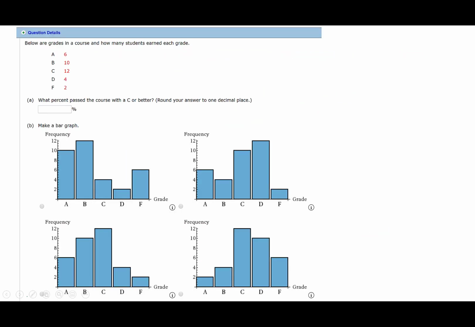This question is giving data and then asking us to match it to the correct bar graph. It says below are grades in a course and how many students earned each grade. The first question, what percent passed the course with a C or better, means a grade of an A, B, or C. The first thing I want you to do is come up with the total number of students. And in this statistics unit, you can use your calculator. So we'll add these numbers together, 6, 10, 12, 4, and 2 for a total of 34.